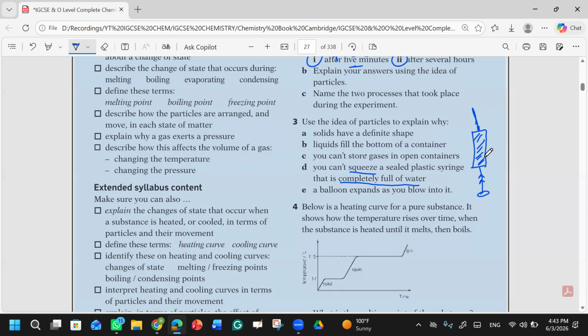So liquid is incompressible. This is known as that when you have this syringe full of water, you say the liquid is incompressible. You cannot compress it. Why? Because there is no free space available for the particles. Clear? Are you getting this?